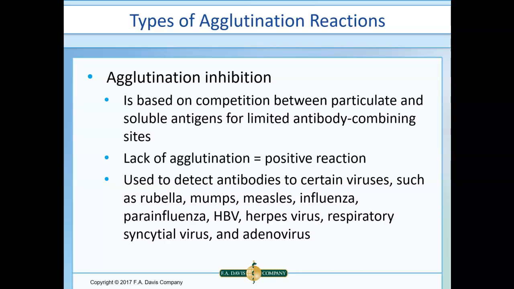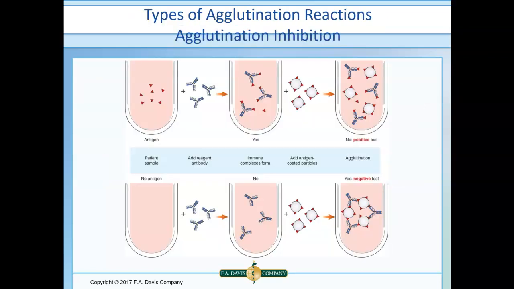Agglutination inhibition. This is based on competition between particulate and soluble antigens for limited antibody combining sites. Lack of agglutination is a positive reaction, so that gets people confused. Know that with agglutination inhibition, if we don't have agglutination, it's positive. So this is totally opposite of what you think. This is something that we use to detect antibodies to certain viruses such as rubella, mumps, measles, influenza, parainfluenza, hepatitis B, herpes, respiratory syncytial virus, which is RSV, and adenovirus.